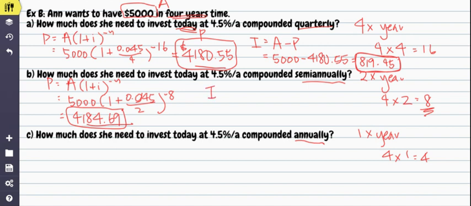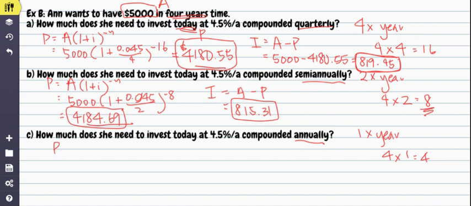So if you think about the interest here, interest is A minus P. So 5,000 minus $4,184.69, which gives us $815.31. So I actually earn less interest if I compound less frequently. More interest if I compound more frequently, less interest if I compound less frequently. So if I compound annually, which is even less frequently, you can guess that I'm going to have even more money in my account in order to get to 5,000, right?